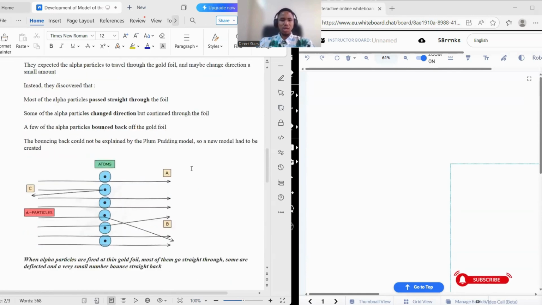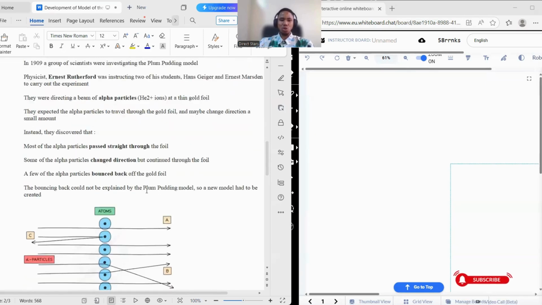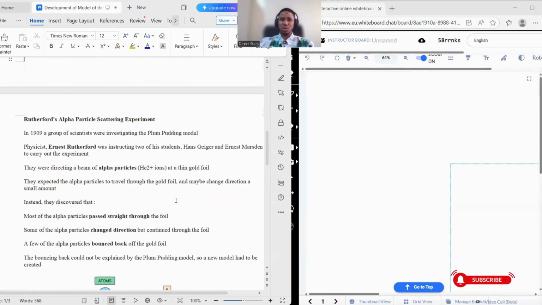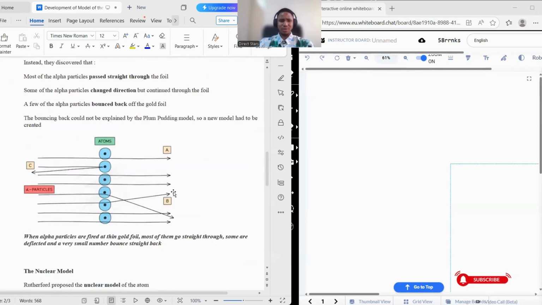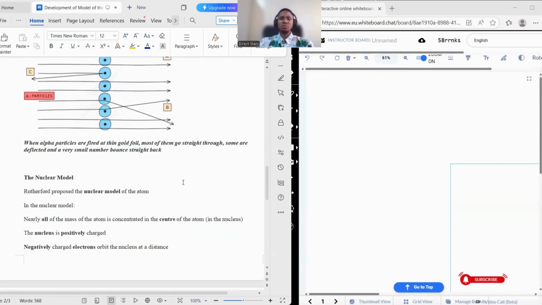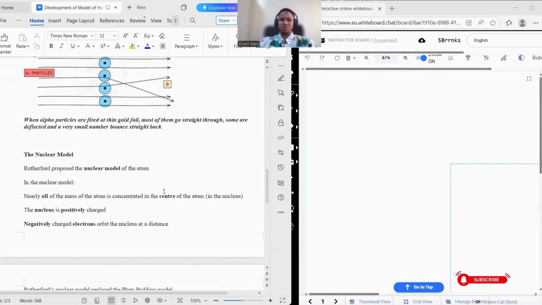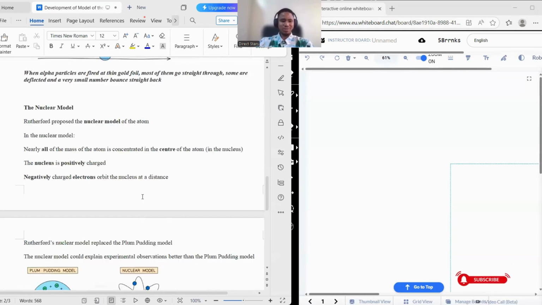Rutherford scattering experiment. It looks like this. When alpha particles are fired at a thin gold foil, most of them go straight through, some are deflected, and some bounce back. So that is how we get to know another particle is inside the atom, which is different from the electron itself. Okay, so from there, Rutherford proposed what we call a nuclear model. In this nuclear model, we say it consists of a positive charge and also a negative charge. That's where we come across proton and electron from Rutherford's experiments.